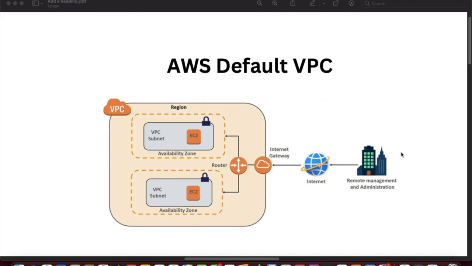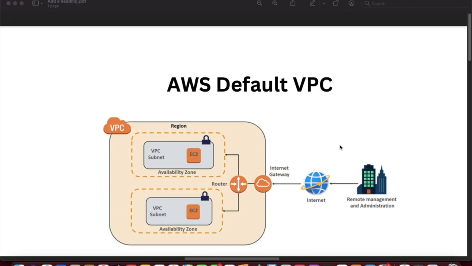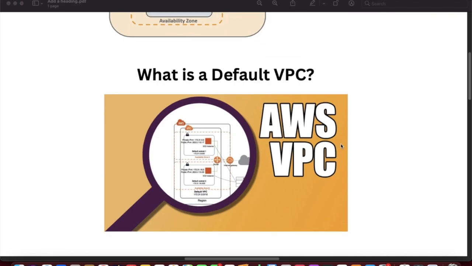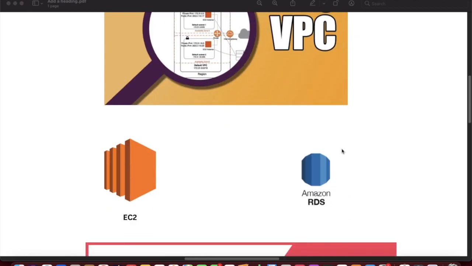So let's dive in. Before jumping into the technical details, let's understand what a default VPC is. A virtual private cloud, which is called a VPC, is a logically isolated section of the AWS cloud where you can launch resources like EC2 instances, RDS, etc. VPC is a service you can use to create a private network inside AWS.